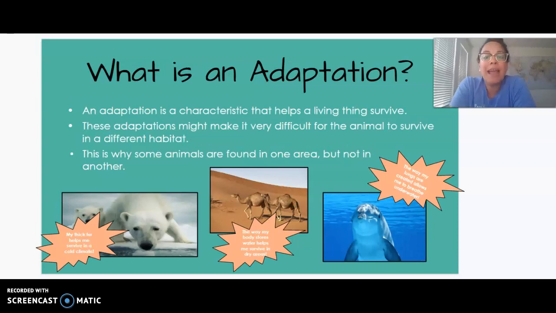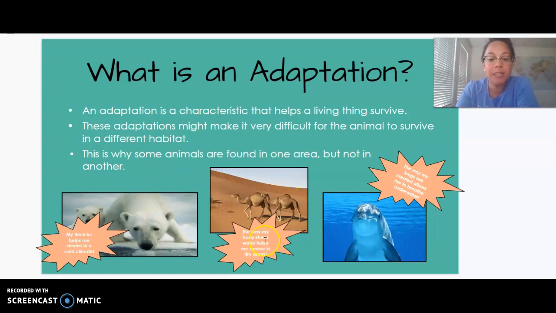So let's talk about an adaptation. It is a characteristic that helps a living thing survive. These adaptations might make it very difficult for the animal to survive in a different habitat. And that's why some animals are found in one area of the world, but not in another. And these adaptations take hundreds and hundreds of years to develop. That's why they're not traveling around, these animals. They live where they can survive.